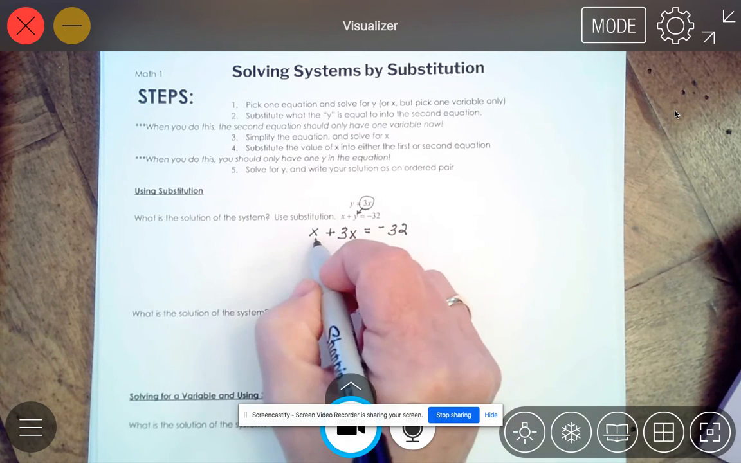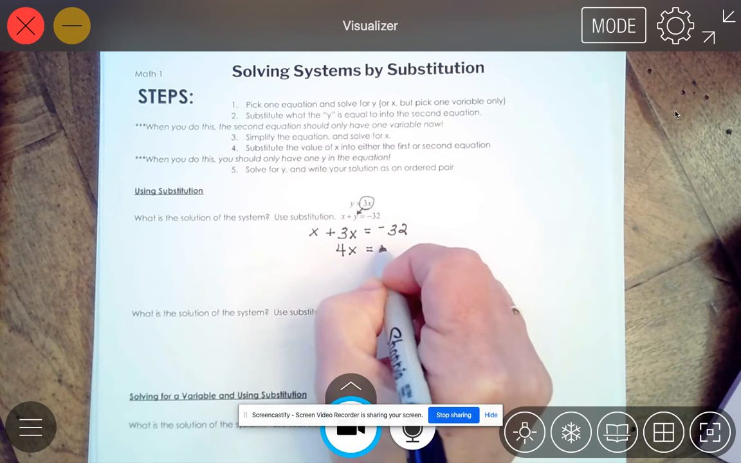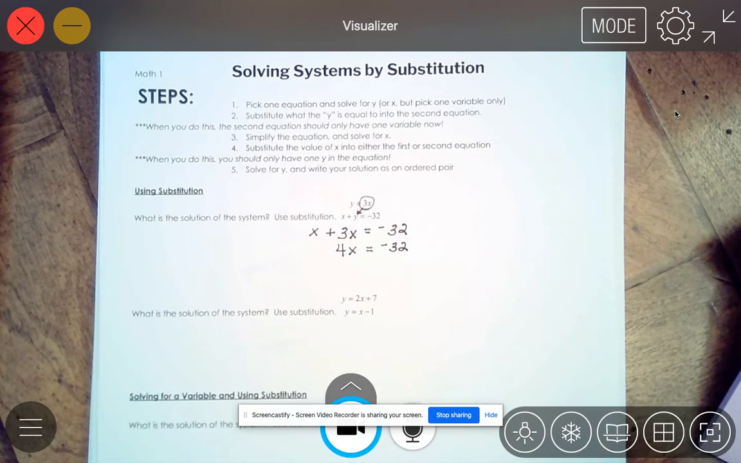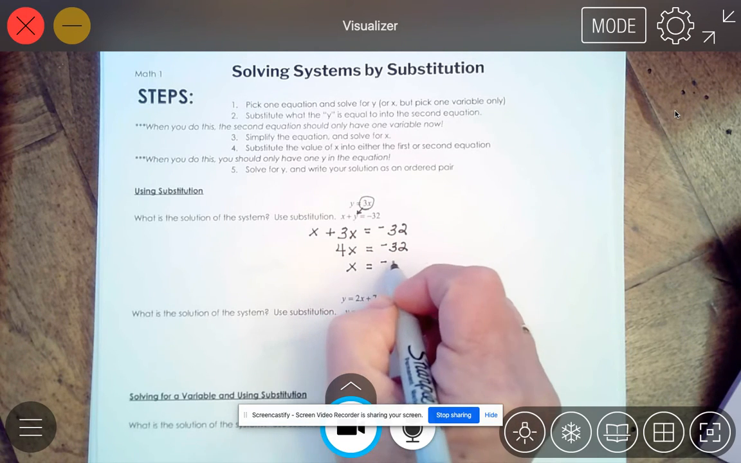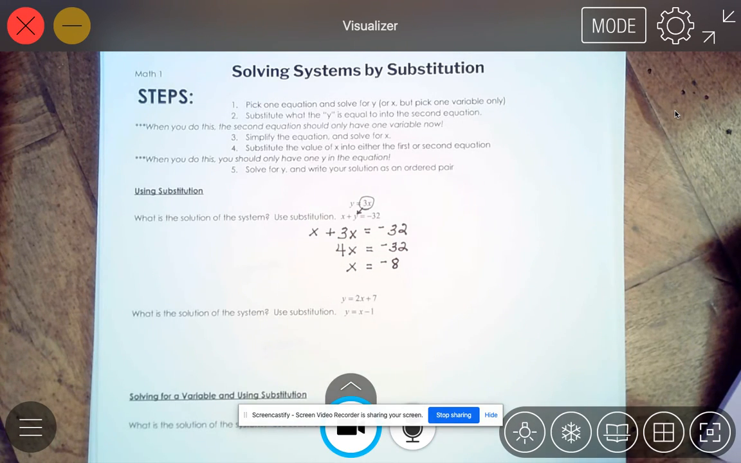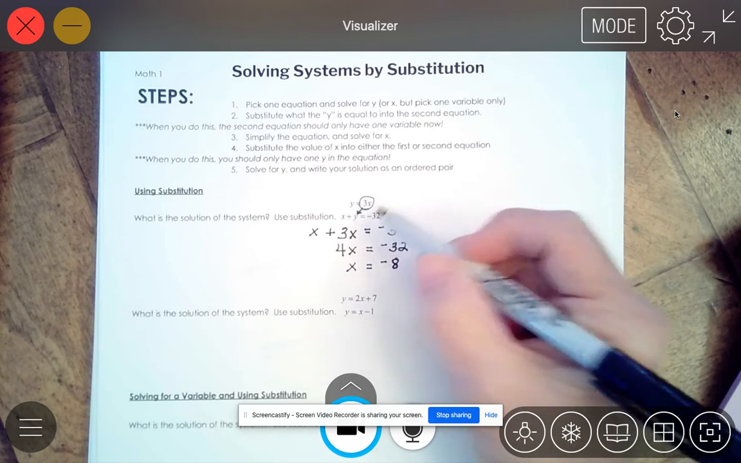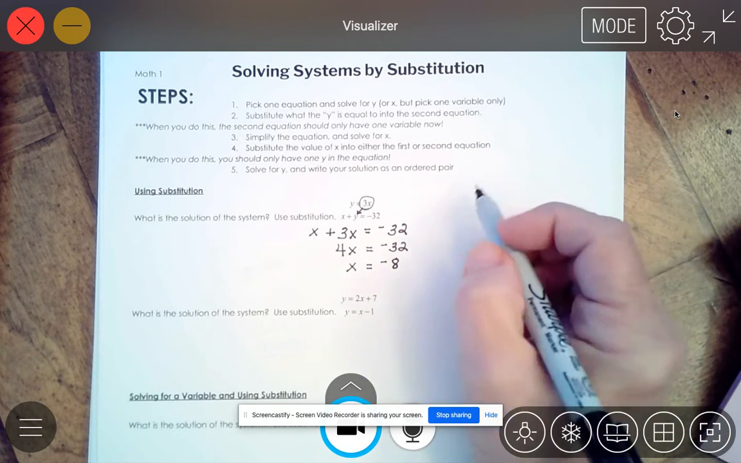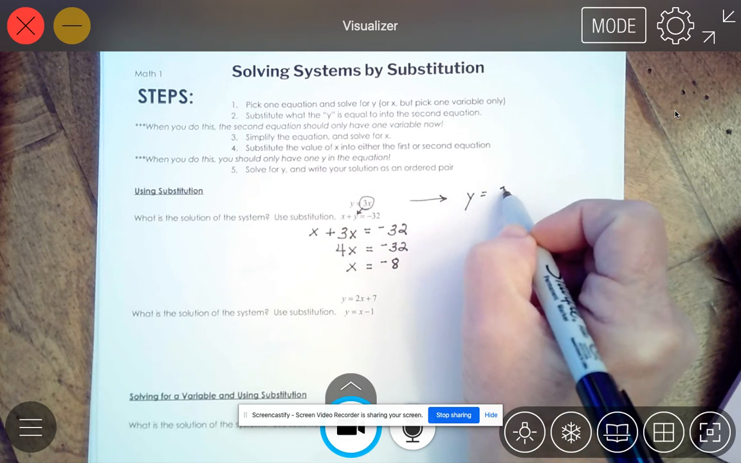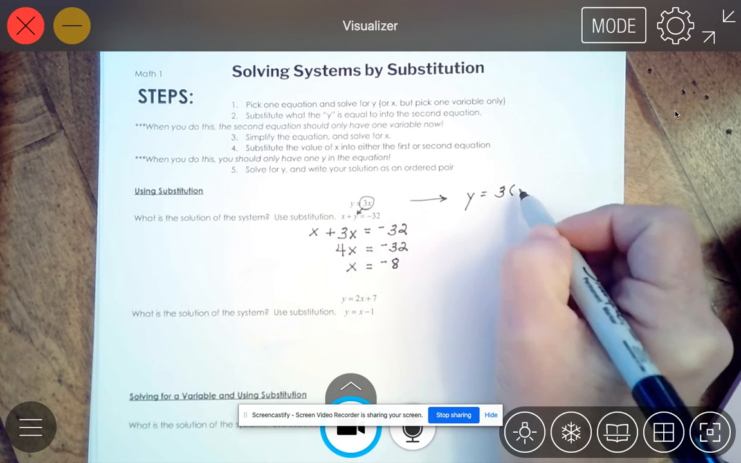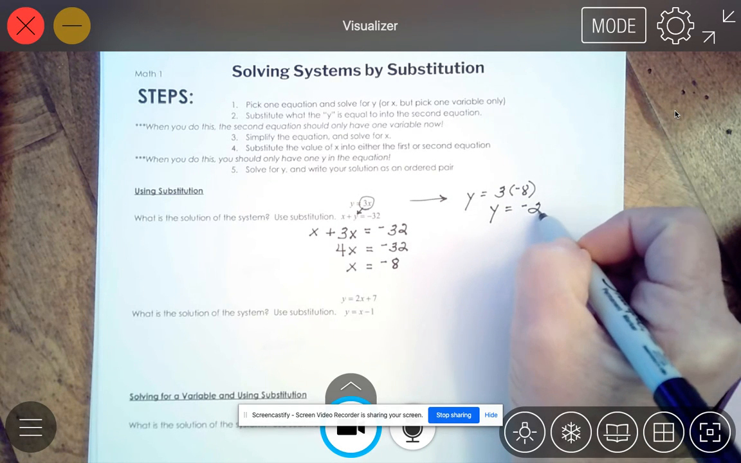Now, I'm going to combine like terms. 1x plus 3x is 4x, is equal to negative 32. When I divide both sides by 4, I have x is equal to negative 8. If x is equal to negative 8, I can put it back in either one of these and see what y is equal to. If I put it into the first one, y is equal to 3 times x, which is negative 8. So y is equal to negative 24.